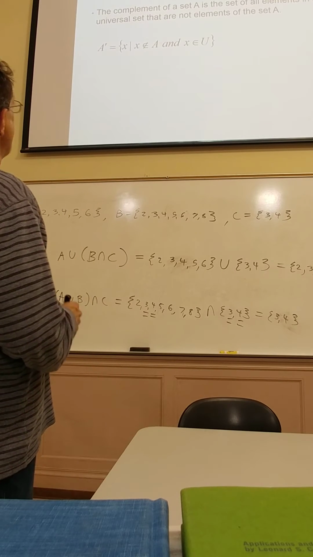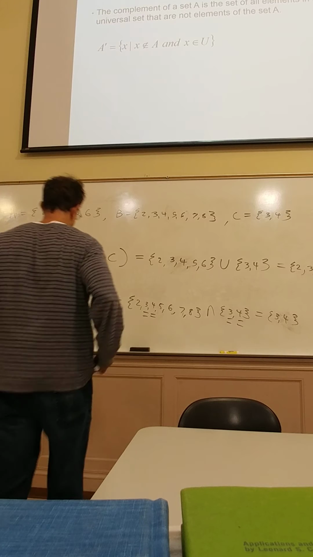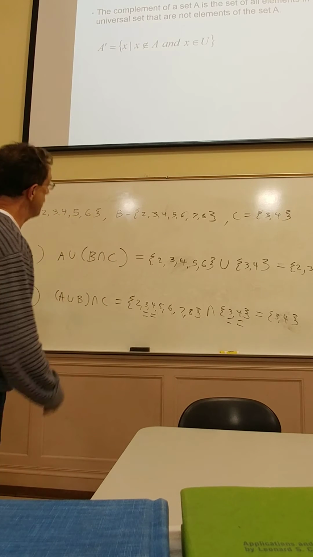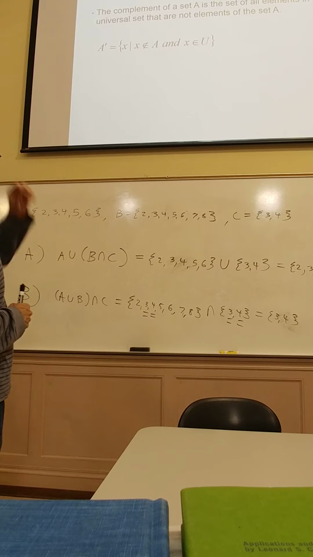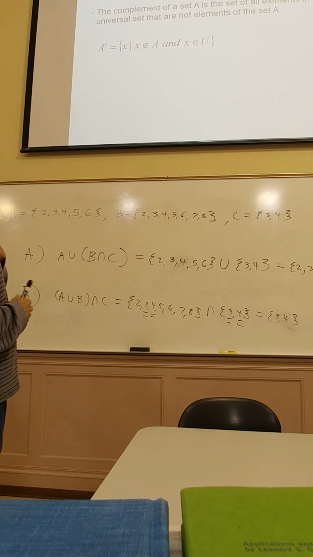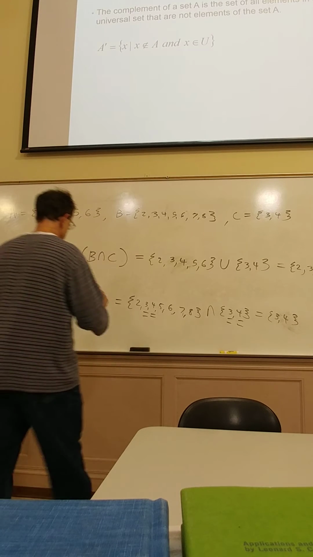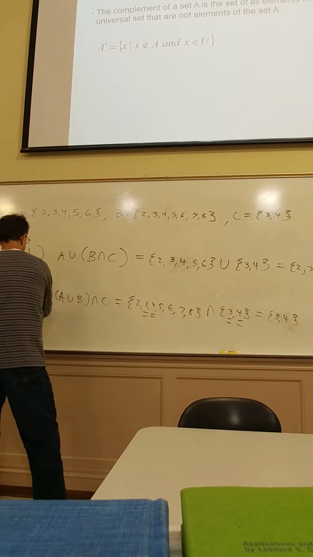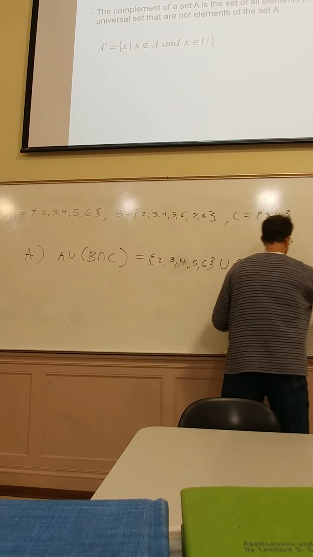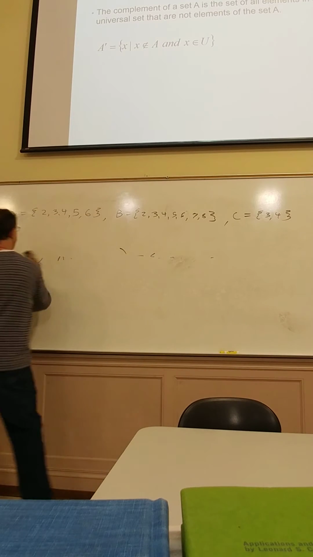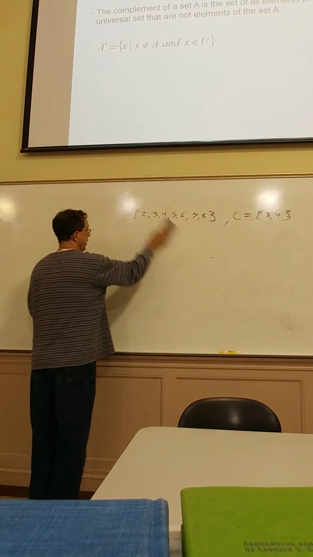So, first of all, the definition of a complement of a set is basically this. The complement of a set A is the set of all elements in the universal set that are not elements of the set A. Now remember, I mentioned that universal set. That's the first time I've mentioned it since the first slide of the first section of this unit. So why do we need the universal set?